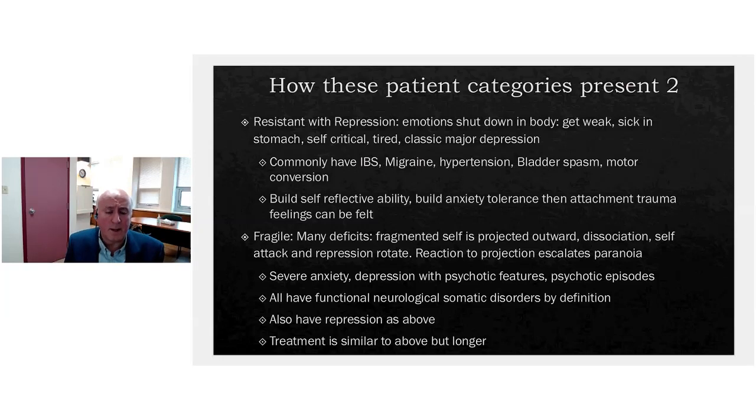So the fragile group, as I mentioned, can present with psychotic episodes that are typically transient. They can present with depression with psychotic features, severe anxiety, and they all have functional neurological somatic disorders by definition. So they mostly see neurologists, mostly had MRIs, and they also have this repressive process. So they can have this exhausted, confused process, a bunch of symptoms. And treatment is similar to the above. Well, I'll describe that a bit more in a minute.